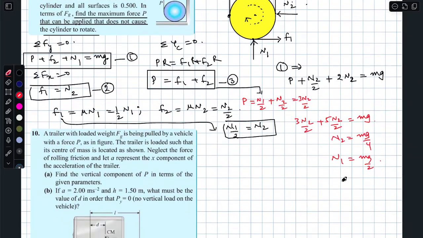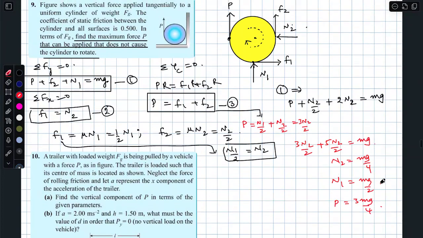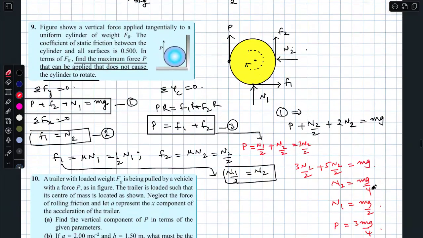So in fact, P is 3mg/4. What do you want? That's all. I have done that. P is 3mg/4. Are we clear on this? 3mg/4. The only thing that you need to worry is how to use these equations. That's all. So this is the major zone.